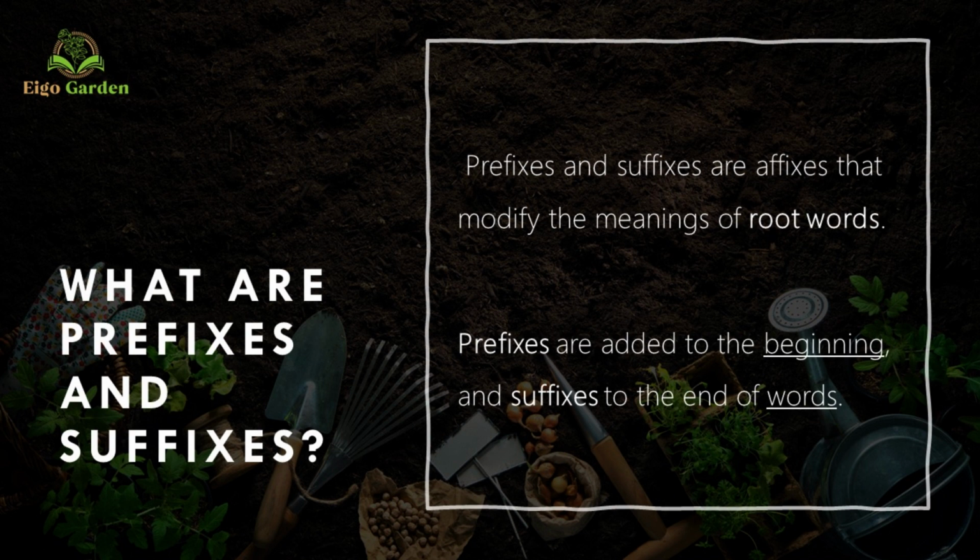Let's start with the basics. Prefixes and suffixes are types of affixes. A prefix is added to the beginning of a word, while a suffix is added to the end. They modify the meanings of the root words to which they are attached.